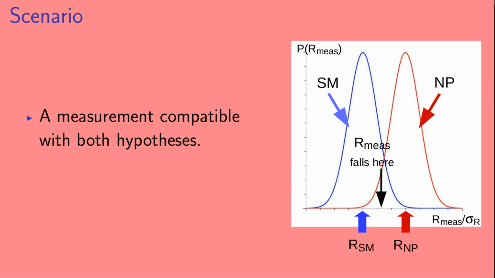And finally, here is an example of a measurement that would be considered compatible with both hypotheses. So here, R measured has fallen right in between the values of RSM and RNP, and it's within 2 sigma R of each of them. Okay, so with that, let's first look at the criteria for discovery.